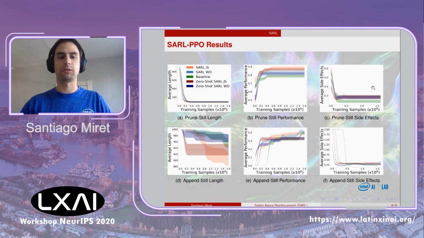Just to guide you a little bit through these results, JS is the Jensen-Shannon distance, WD is the variation of the Wasserstein distance that we use, and the darker shades are the zero-shot experiments that I just described, and the lighter shades are the experiments where we train both the task agent as well as the virtual safety agent from scratch in the same environment in a co-training frame.